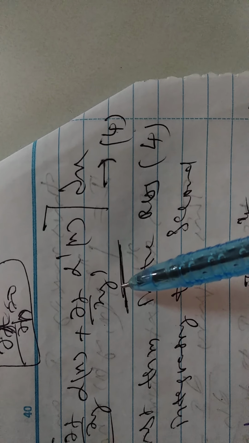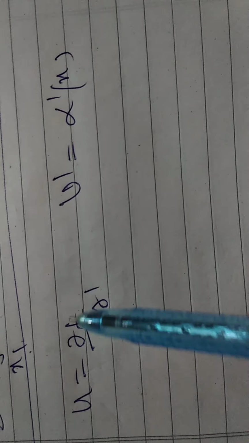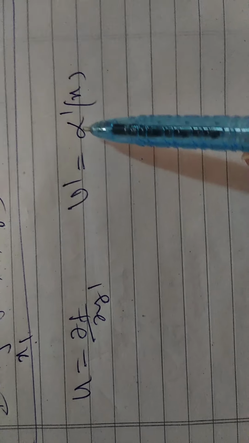So what is the formula for integration? Integration by parts, you already know that formula. What is the formula? Integral of u v dash, that means u into dv, is equal to uv minus integral of v u dash. So now second term only you have to integrate. Which one is u and which one is v? Now you have to select u is equal to ∂f/∂y', and v dash is equal to alpha dash of x.